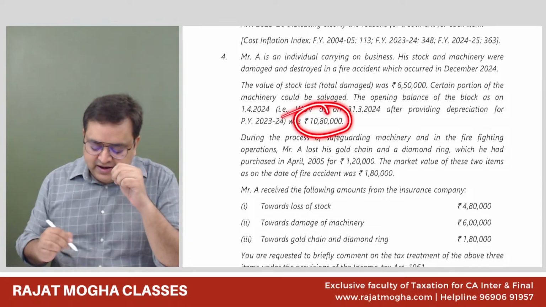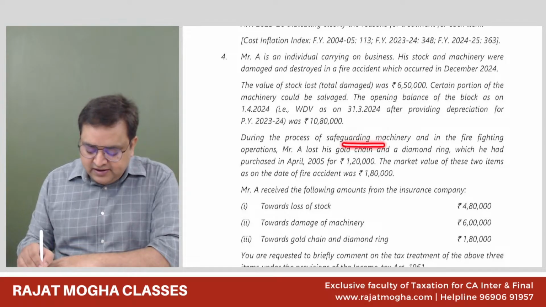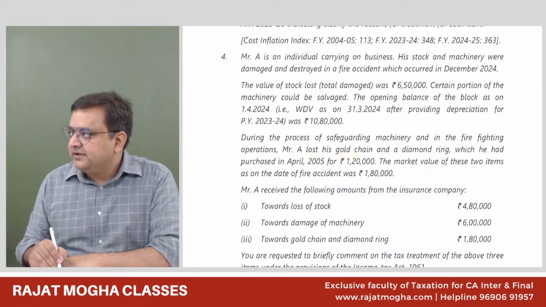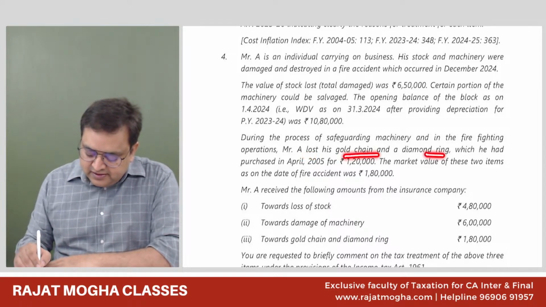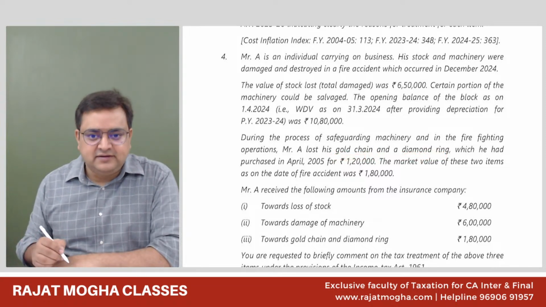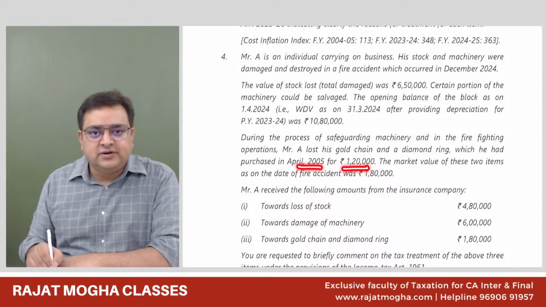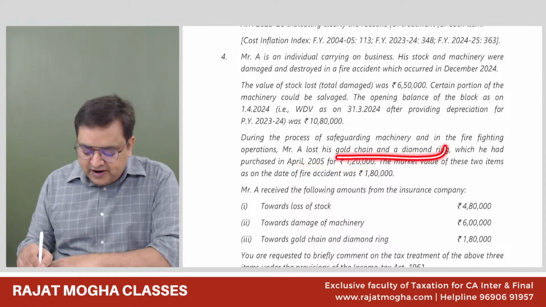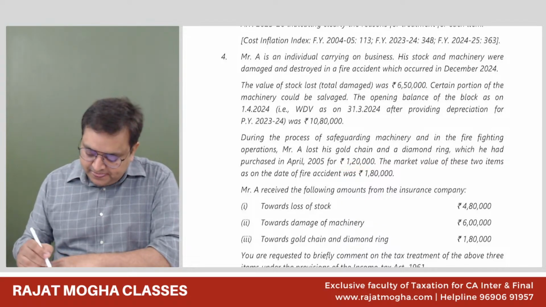During the process of safeguarding machinery and in the firefighting operation, Mr. A lost his gold chain. So he also lost his gold chain and a diamond ring. And guys, you understand, gold chain, diamond rings, these are jewelry and these are capital assets. And he lost them, okay? Which was purchased in April 2005 for 1,20,000. So they have given the cost of acquisition of the gold chain and diamond. It was 1,20,000 rupees.